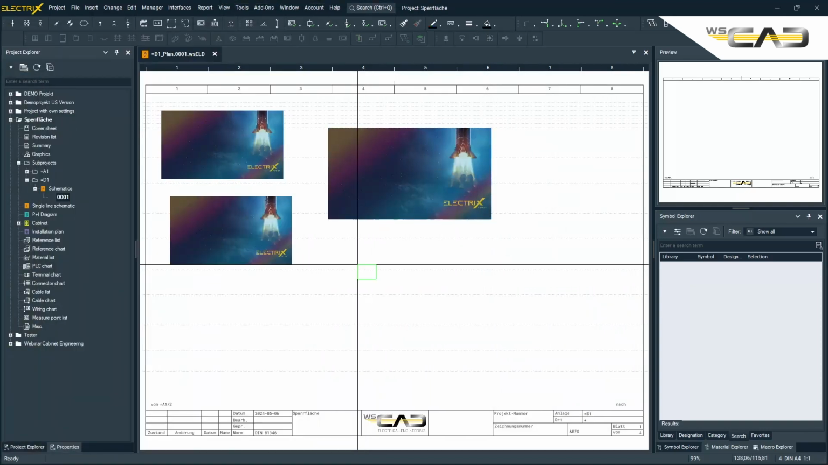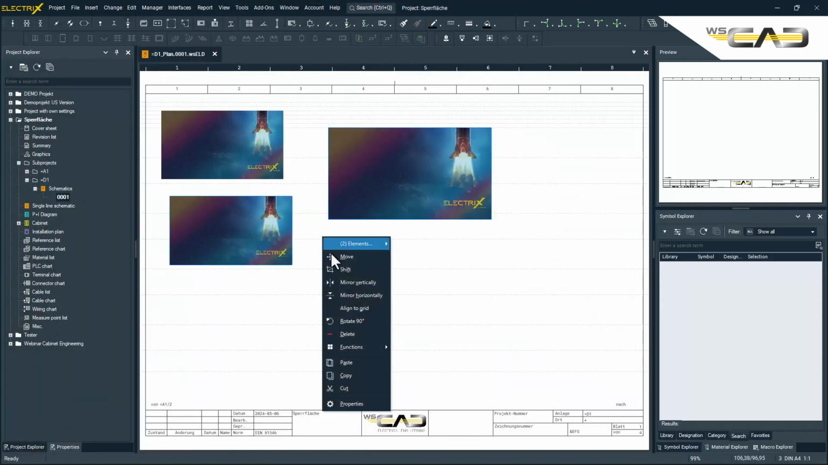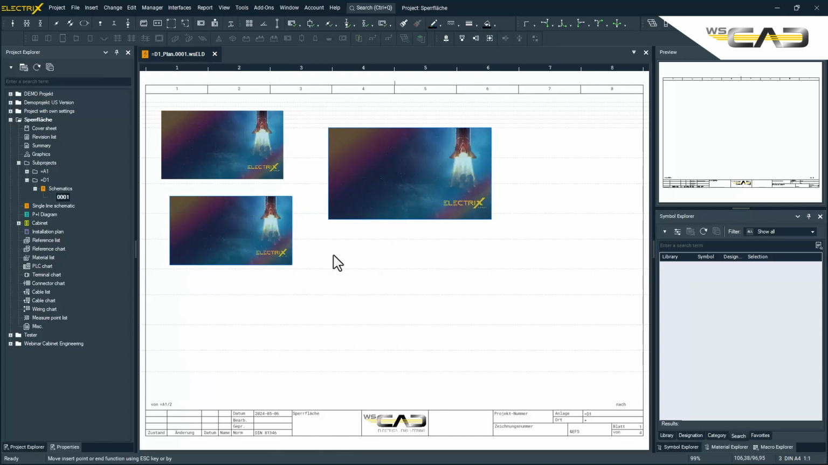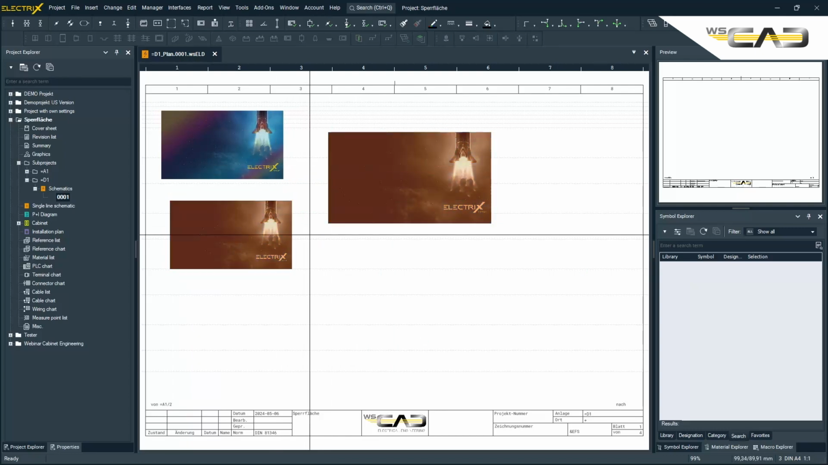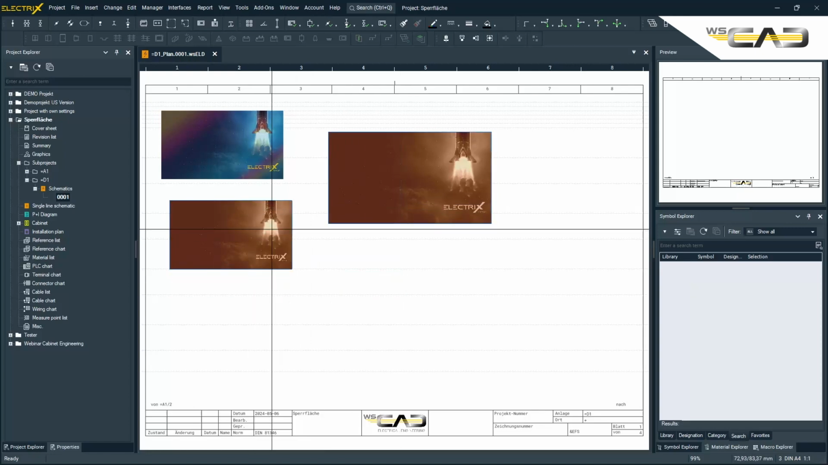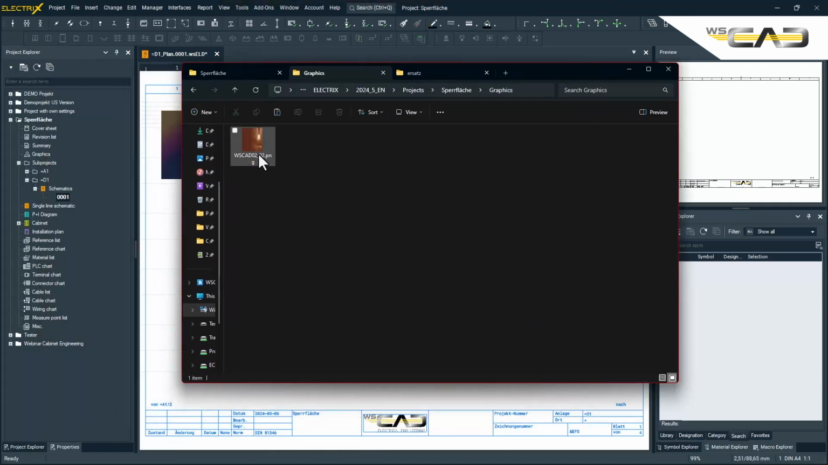The images are refreshed after a complete project restart or by simply moving the linked images a little bit. One disadvantage is that the deleted images remain in the graphics folder. But this can also be an advantage if I want to insert the images again later.